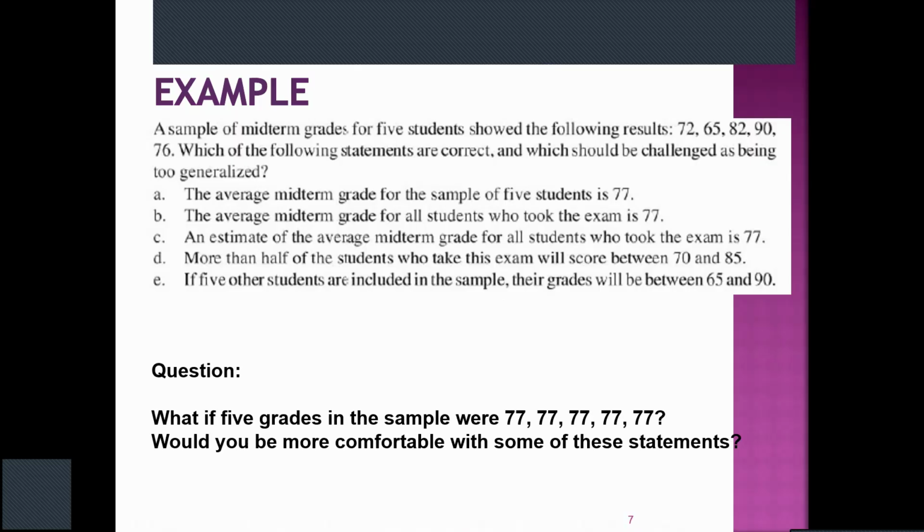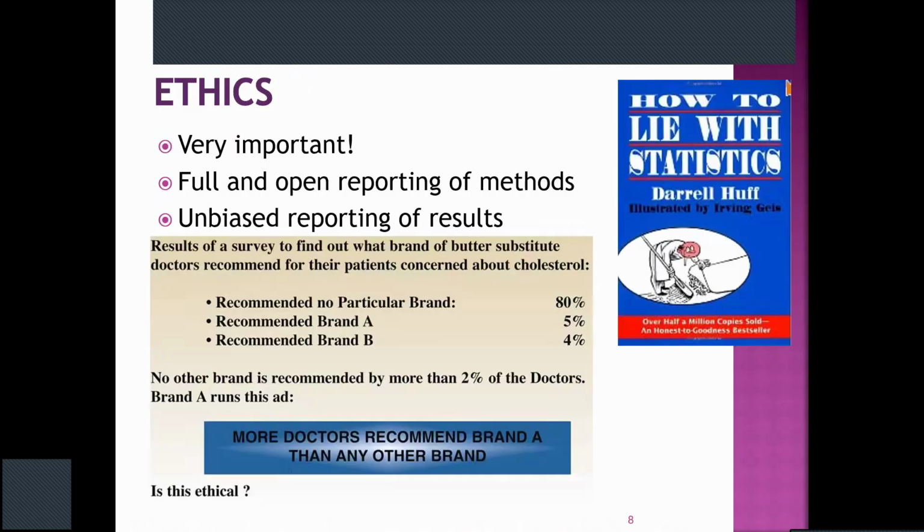And then you can think about this. What if the 5 grades in the sample were all the same, 77, 77, etc.? Would you be more comfortable with some of these statements or less comfortable with some of these statements, right? What would be going on there?